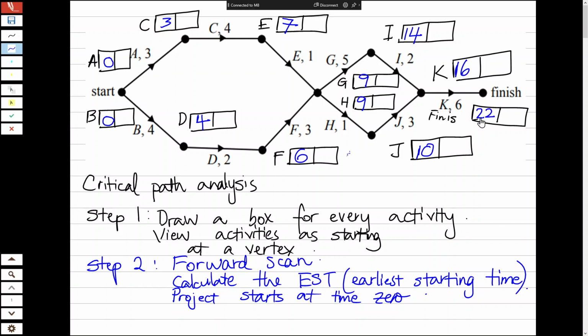Once you get to this point, this is saying the minimum time to complete the whole project is 22 weeks. Wow. That's a while. It is a while. It's almost half the year.